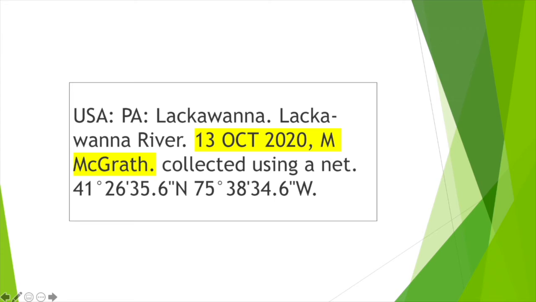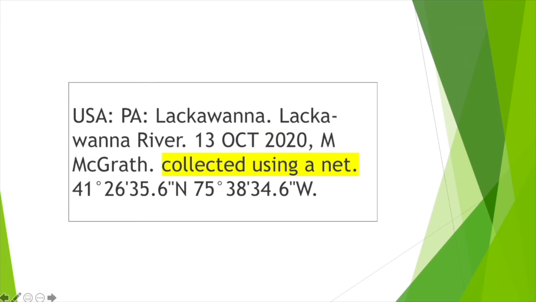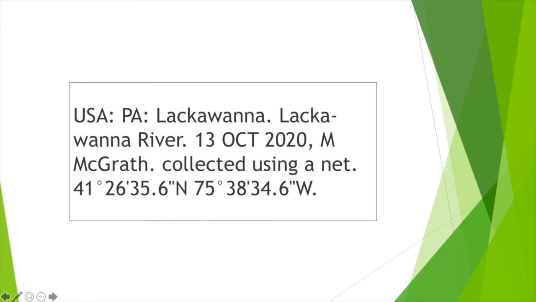This information tells you the date that it was collected and who collected it. In this case, we collected it on October 13th, 2020. This information tells you how it was collected. In this case, we used a net. As we said before, all of the information on the tag is really important because it provides scientists with records of insect populations that can have large impacts on the environment.